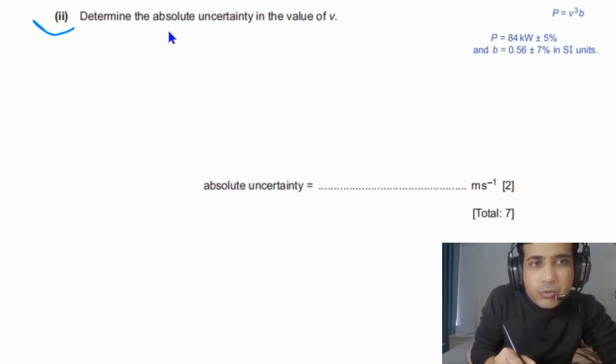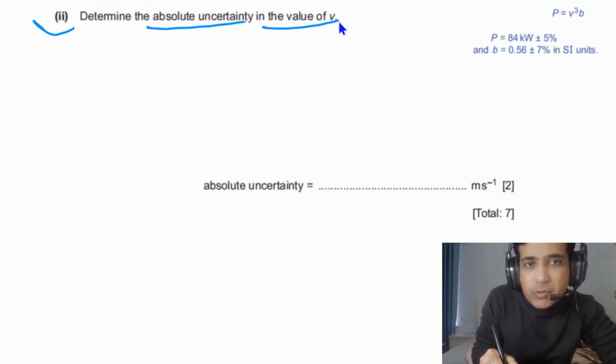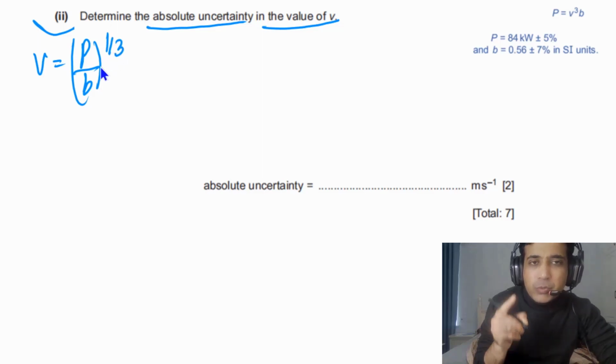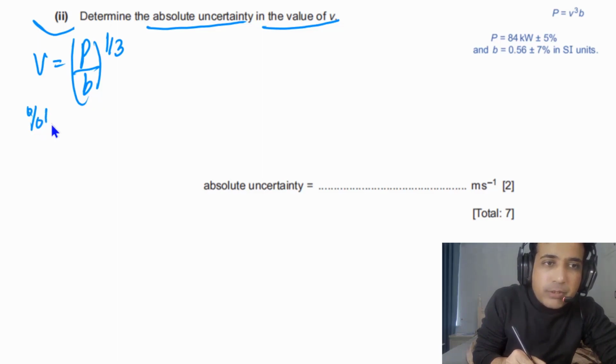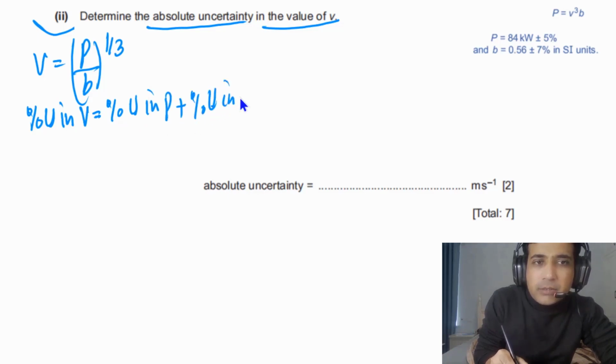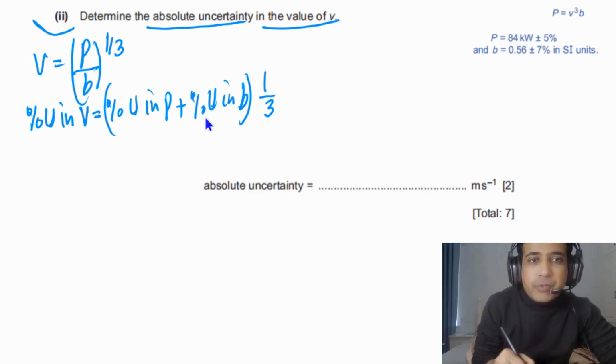For the second part, we need to determine the absolute uncertainty in the value of V. V is equal to P/P to the power of 1/3. So we need to calculate the absolute uncertainty in the value of V. First of all, we can calculate the percentage uncertainty in V. The percentage uncertainty in V has to be equal to the percentage uncertainty in P plus the percentage uncertainty in P, and this has to be multiplied by 1/3 because the power of this one is 1/3. So we have to multiply by that.